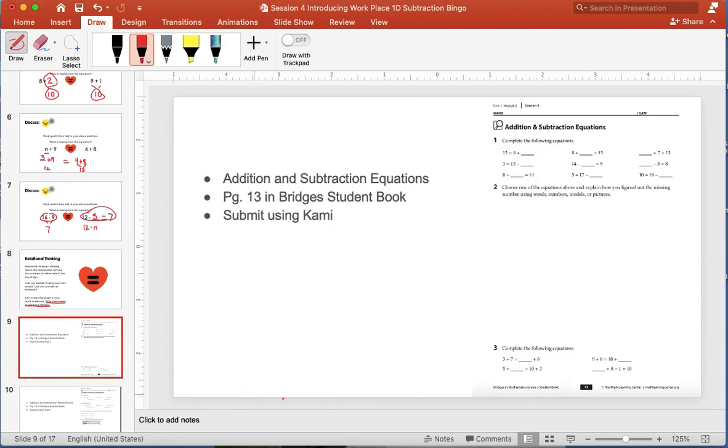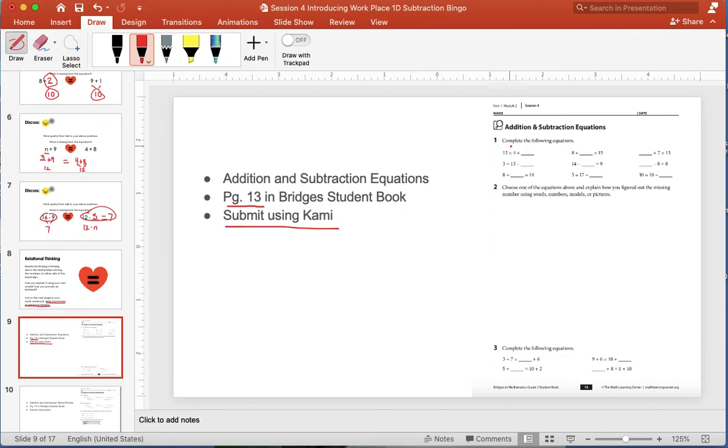If you're all finished, then we can go ahead and move to page 13 in your Bridges student book. So we're in the student book, not the number corner book yet. It's called Addition and Subtraction Equations. On this page, you're going to fill it out, and then you're going to be submitting it using Kami. You can either complete the worksheet all on Kami, or you can do your worksheet in your book and then put your answers in on Kami, whatever is easiest for you.